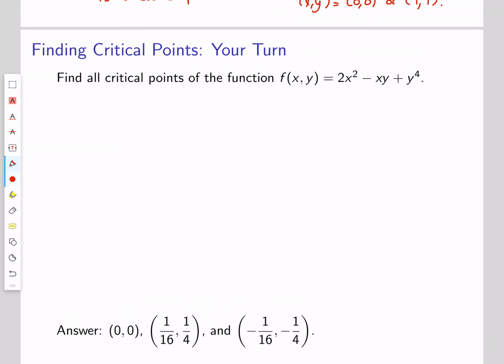I've put them at the bottom of the page. And so work this one through. I'm very confident that you can find these 3 critical points. So it's really good practice for you. So think of this as your time to work together in class. So give this one a try.